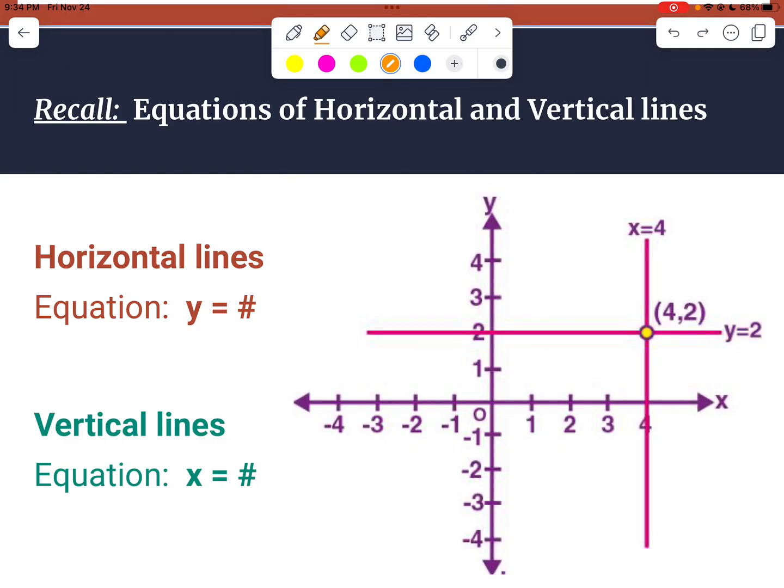Then, for a vertical line, that's when our x value stays the same. So in this equation, x equals 4 is telling us that we're always right 4 on the x-axis. It doesn't matter how far up or down that line we go, we're always right 4. So we get that vertical line.